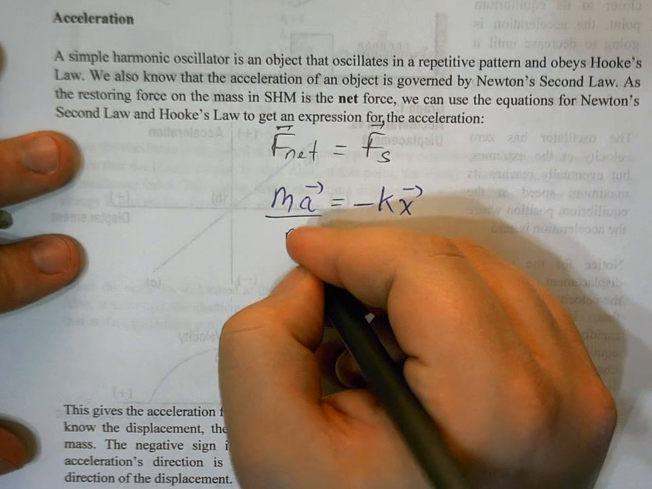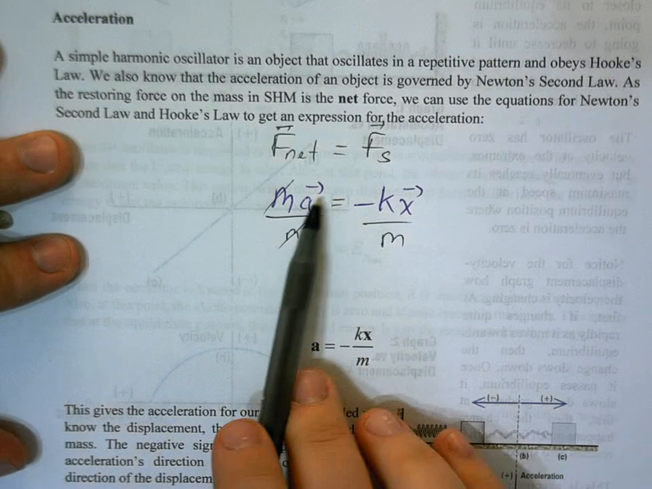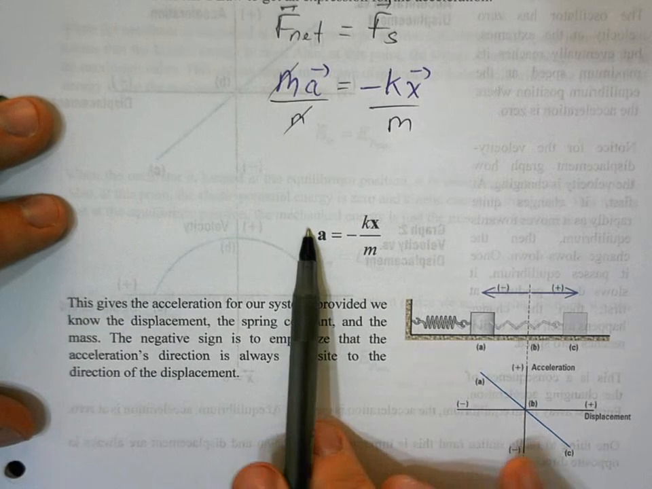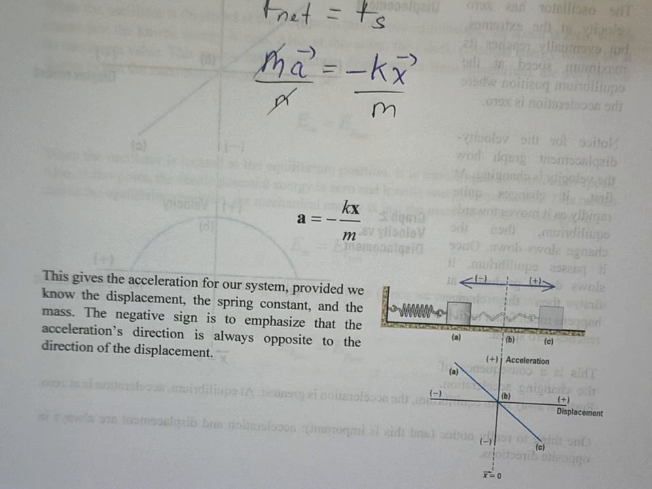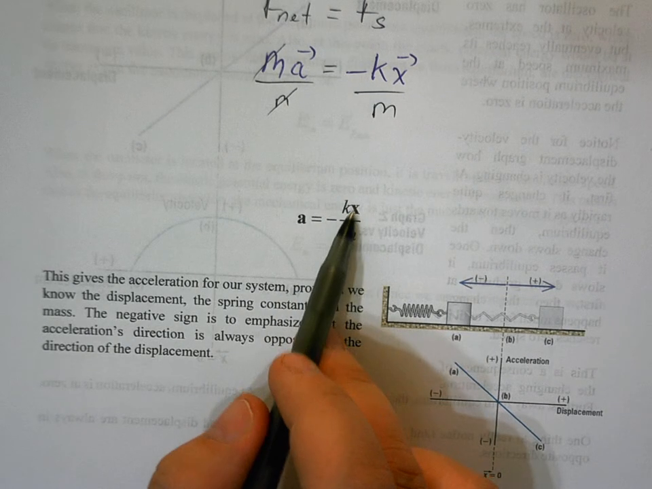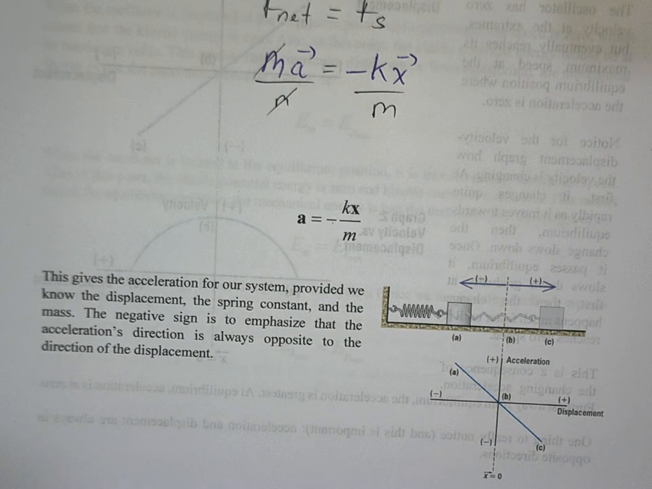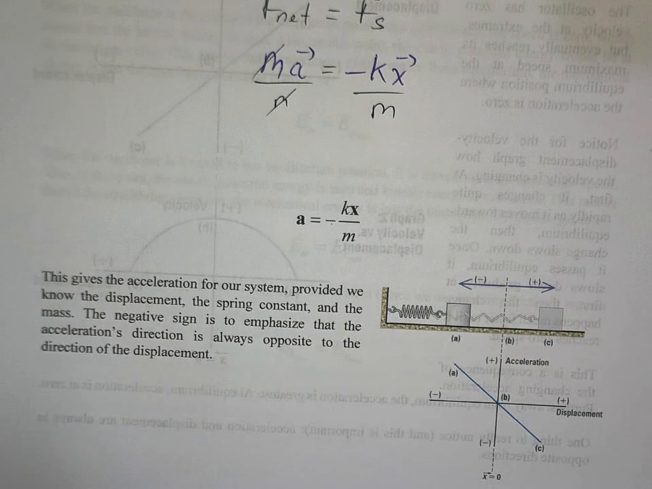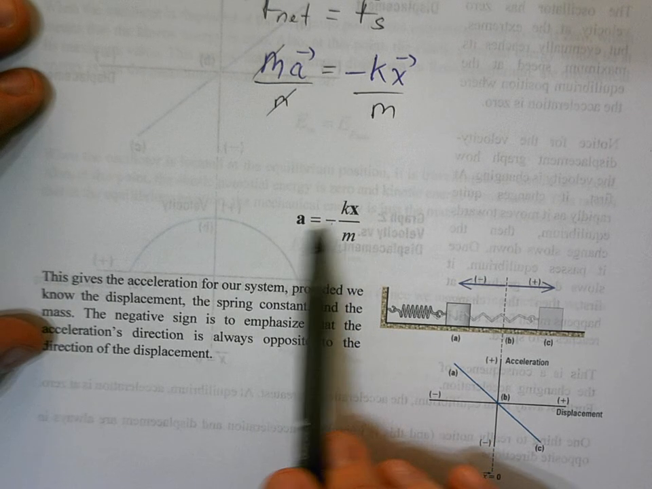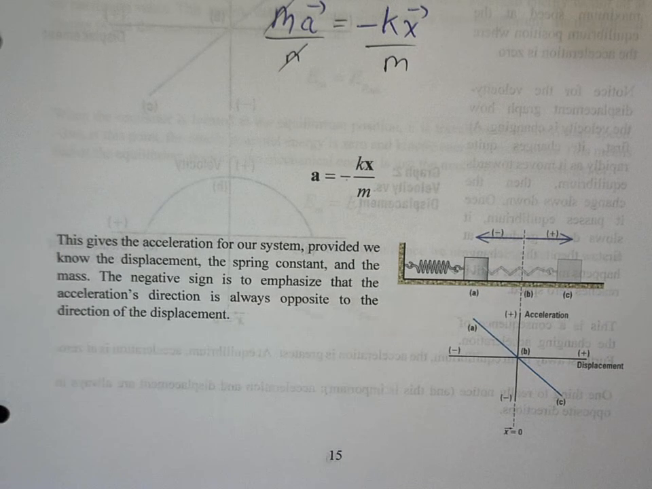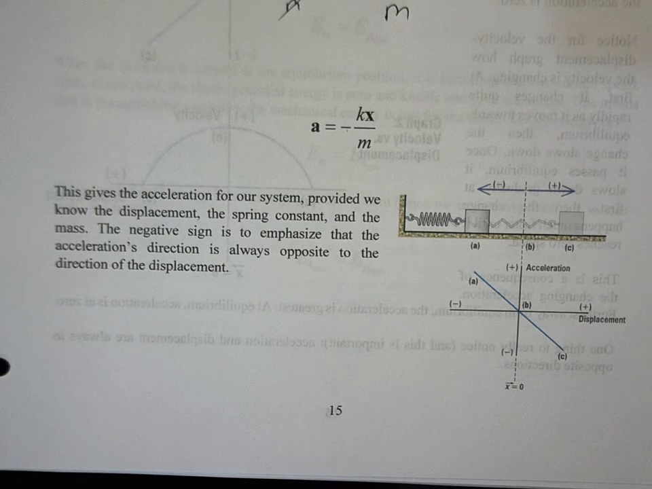Well, we could certainly divide both sides by m here, and then you get this lovely a equals negative kx over m, which we have here. So this equation represents the acceleration for a simple harmonic oscillator. The acceleration, as you can see, is directly proportional to the displacement, just in the opposite direction, which is consistent with Newton's second law. If the force is proportional to acceleration, and we know that force is proportional to displacement for a simple harmonic oscillator, acceleration must also be directly proportional to the displacement. And of course that negative again tells us that a and x are going to be in opposite directions. So this is a way for us to actually calculate acceleration for a simple harmonic oscillator.